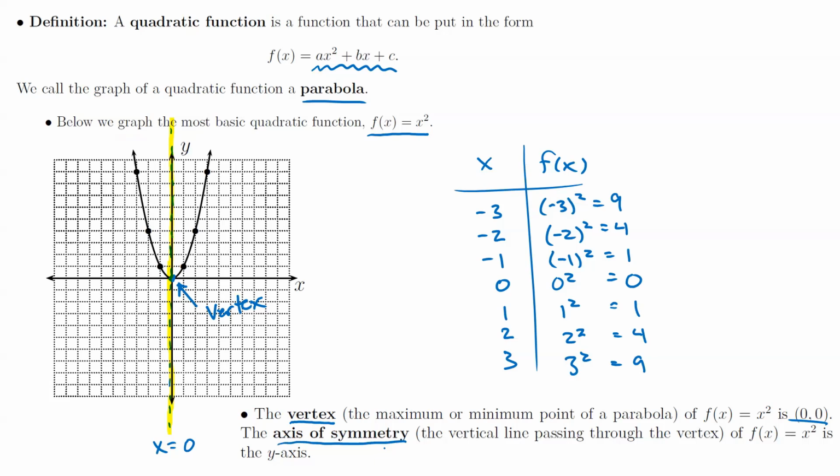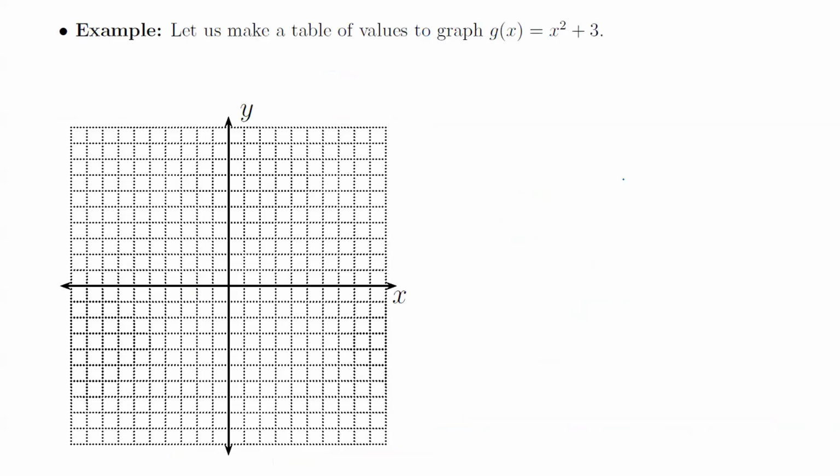So what we're going to do is plot some functions that look similar to f of x equals x squared, but with variations on them. One of the things we're interested in is what happens to the vertex as we make little variations on f of x equals x squared, and also what happens to the axis of symmetry. Let's take a look at another one here: g of x equals x squared plus 3.